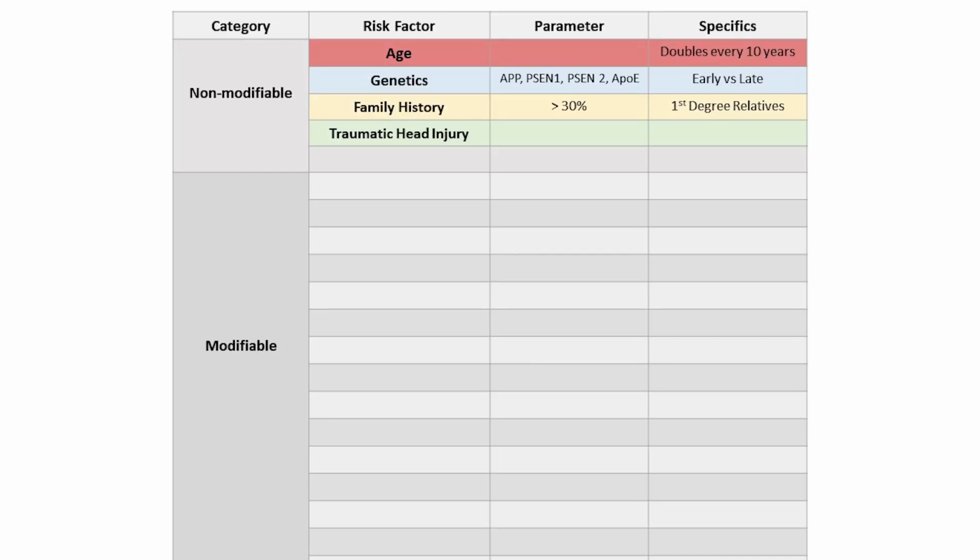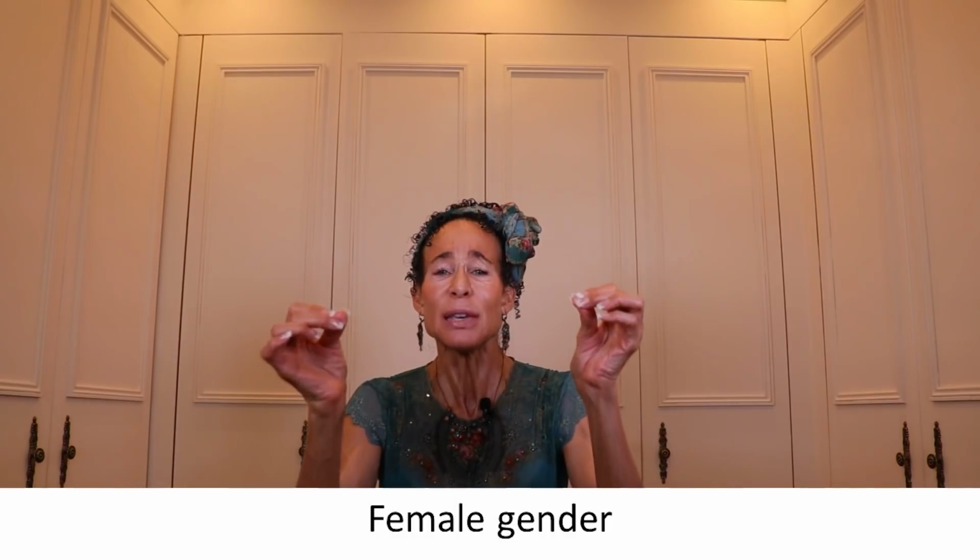Okay, there's only one more non-modifiable risk factor. Care to guess what it is? Oh, come on, it's easy. It's gender. Specifically, it's female gender. This is actually the second most important risk factor after age, but I changed the order because of the risk factors that follow this one and the order in which I'm going to address it in later videos. Being female all by itself increases your risk of Alzheimer's.